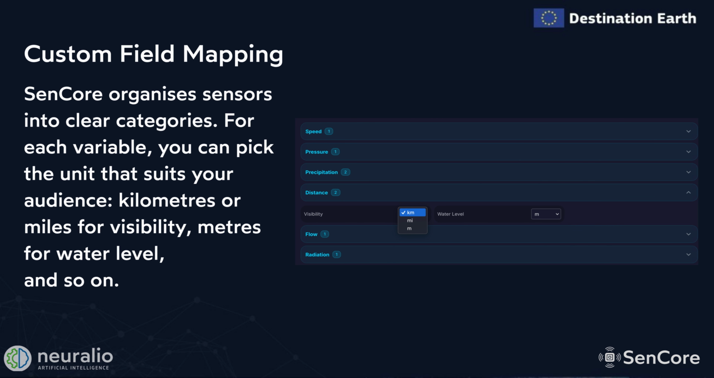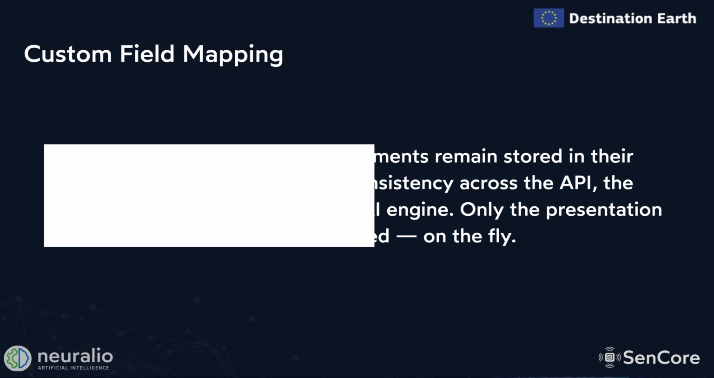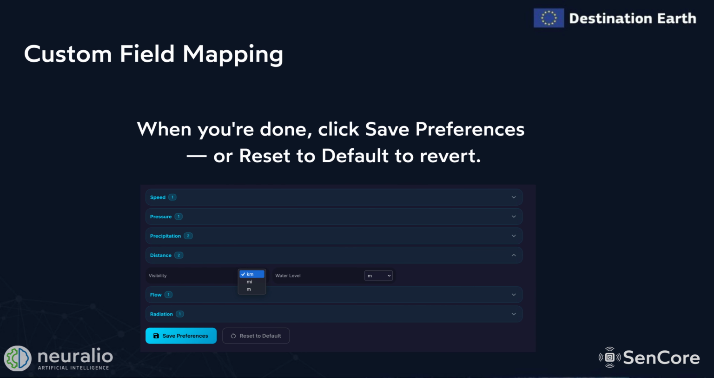SenCore organizes sensors into clear categories: speed, pressure, precipitation, distance, flow, radiation, and more. For each variable, you can pick the unit that suits your audience, kilometers or miles for visibility, meters for water level, and so on. Behind the scenes, all measurements remain stored in their canonical SI units, ensuring consistency across the API, the sensor things endpoint, and the AI engine. Only the presentation layer is transformed on the fly. When you're done, click Save Preferences or Reset to default to revert.